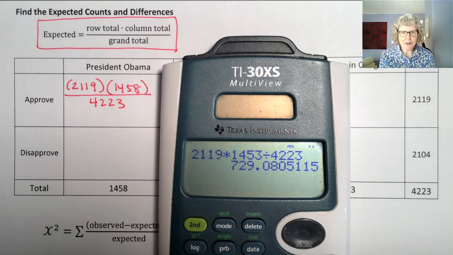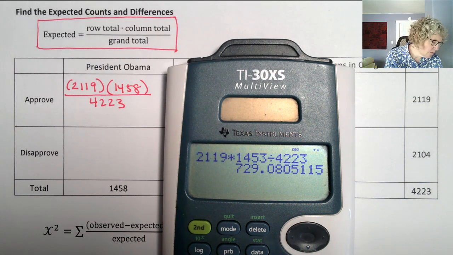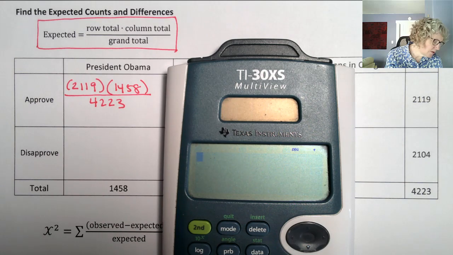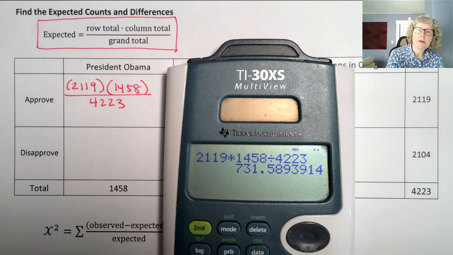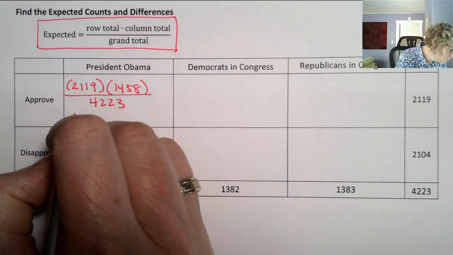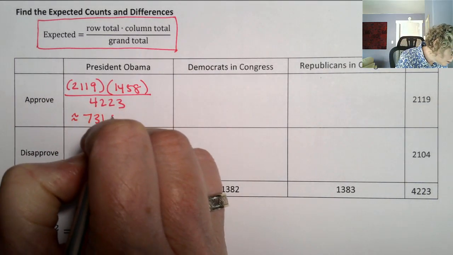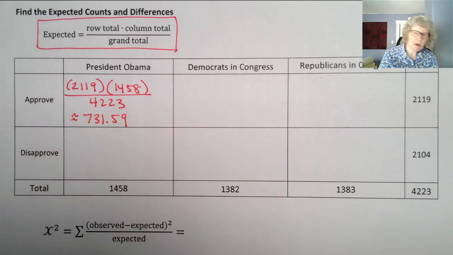Now, notice we get a decimal, and that's okay. We're going to keep the decimals. I'm just noticing I got a different number than when I did this before. Do I have a typo? I do have a typo. It's 2,119 times 1458 divided by 4223. There we go, that looks better. So 731.59, and I'll put approximately because we are rounding that off.